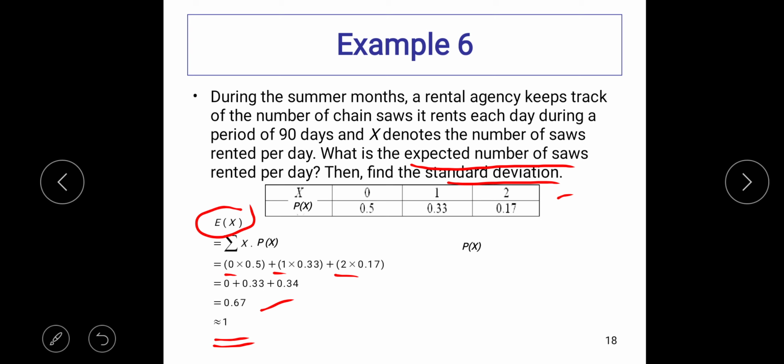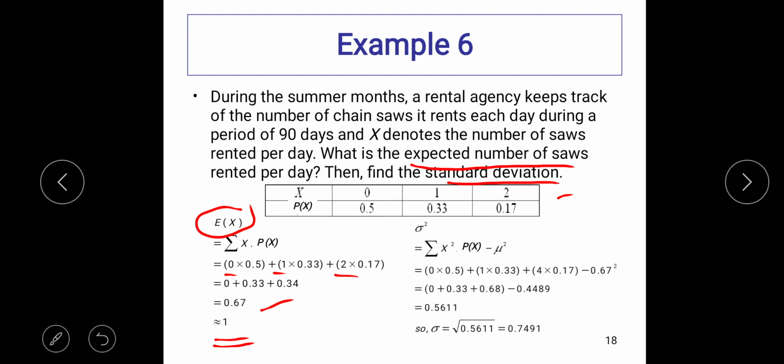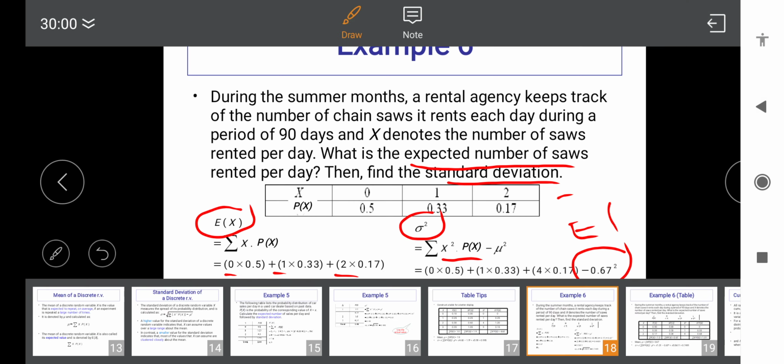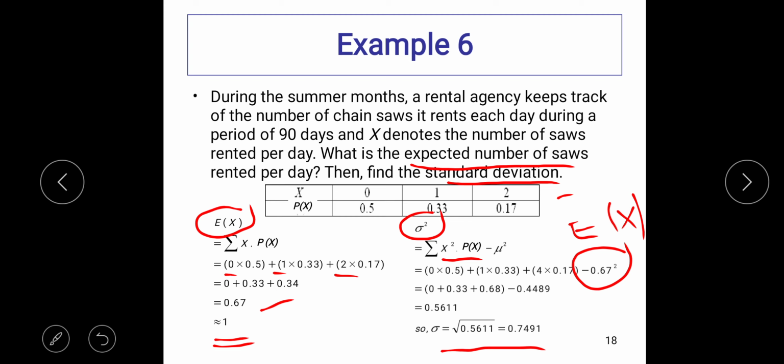And second part is to find your standard deviation. Alright, so easy way is of course to find your variance first, and then later only you find the square root of your variance to get your standard deviation. So this is similar to what you had done previously in example 5. Okay, you find one by one. Okay, find this one first, and of course don't forget to minus your actual value of your mean. Okay, this is again your expected value, square of your expected value. So lastly you get your standard deviation as 0.7491.